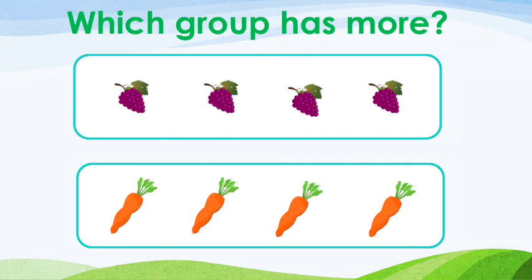Let's look at our next groups. Which group has more? We have 1 group with bunches of grapes and 1 with carrots. Let's match. 1 bunch of grape matches with a carrot. Another bunch of grape matches with a carrot. Another, and another. So we see our groups have the same number. They both have 4.